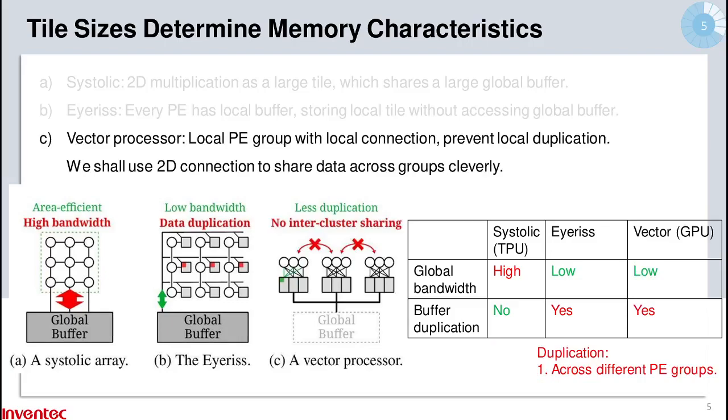In a vector processor like GPUs, a small number of local buffers and PEs form into a group. Within a group, the PEs and the local buffers are connected with a more powerful interconnection. This avoids the data duplication within the group. However, the data sharing across different PE groups is still not trivial.